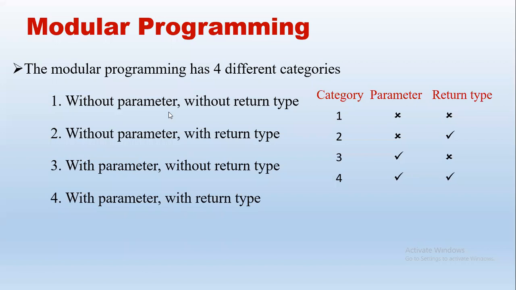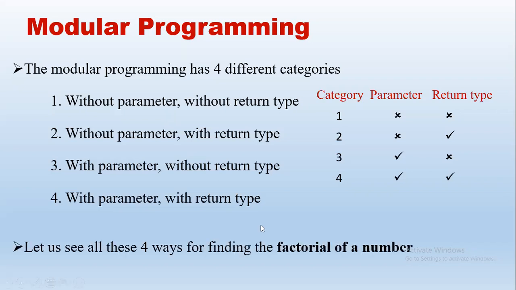Okay, so we have seen this with respect to addition of two integers, right? So let us see the same in your lab sheet. If you have gone through lab sheet 4, the same 4 categories are there, but it is with respect to factorial, right? There is no inbuilt function called factorial, so we are going to create one. Okay, so this is the lab sheet problem. So let us see each of this with factorial of a number.